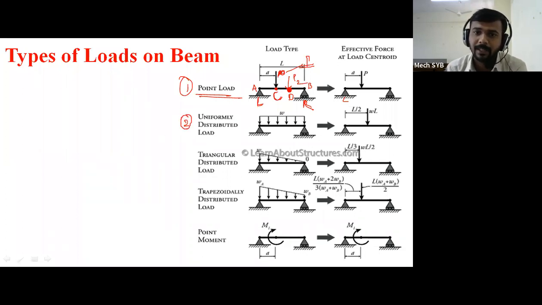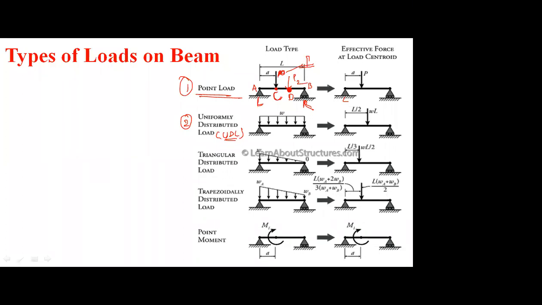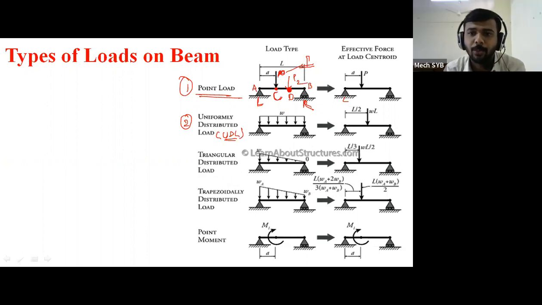Then second, UDL. What is the long form of that? U means uniformly, D means distributed, and L means load. That is uniformly distributed load. So what is the meaning of that? What is the uniformly distributed load?